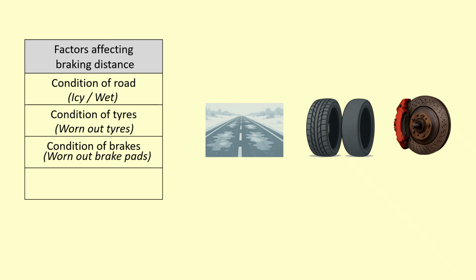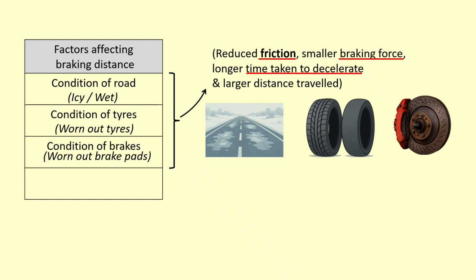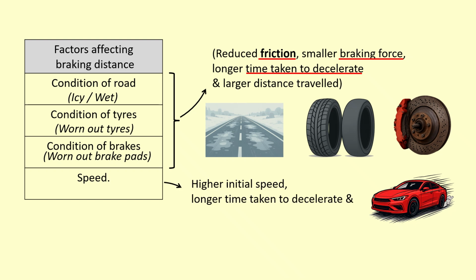If they're worn out, that's going to increase your braking distance. So all of these work in the same way. What they do is they reduce the friction. So once you hit the brakes, the braking force is not as big, it's smaller. So that means your car doesn't decelerate as quickly. So it takes a longer time to decelerate and it travels a larger distance in that time. Okay, so smaller friction means smaller braking force, means less deceleration and travels a larger distance. Finally, the final factor that affects your braking distance is the speed. The faster your car is going, the longer the time it takes to decelerate, and the larger the distance traveled is.